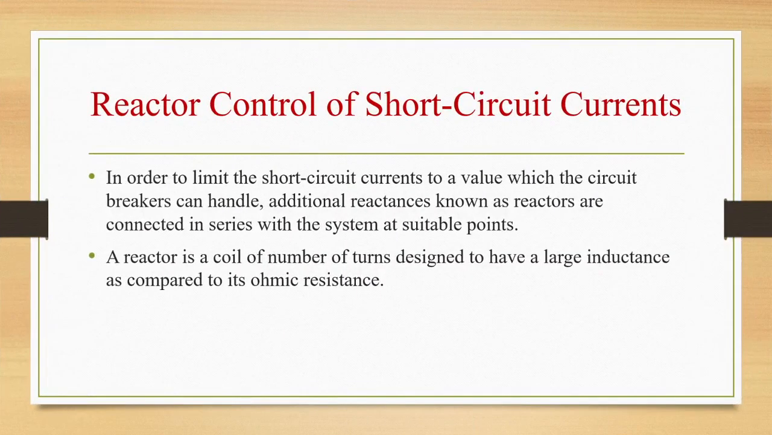So, in order to limit the short circuit currents to a value which the circuit breakers can handle, additional reactances known as reactors are connected in series with the system at suitable points. So, what we are doing here is putting additional reactances in the circuit, which are called reactors. Why are we putting the reactors here? To limit the short circuit currents to a value which the circuit breaker can handle. For that purpose, we put the reactors in series with the system at suitable points.